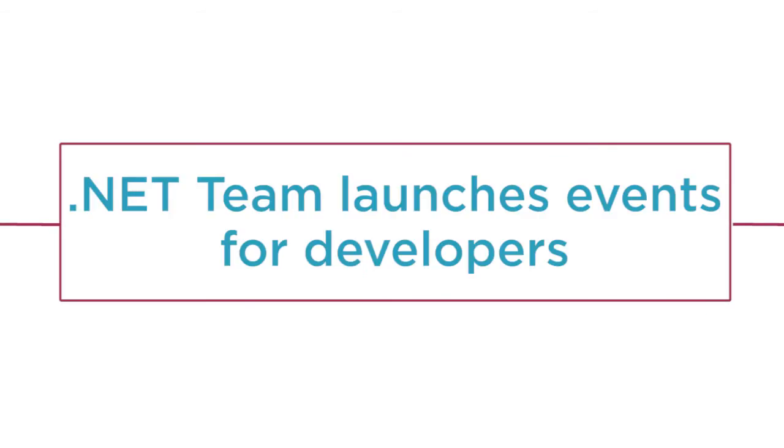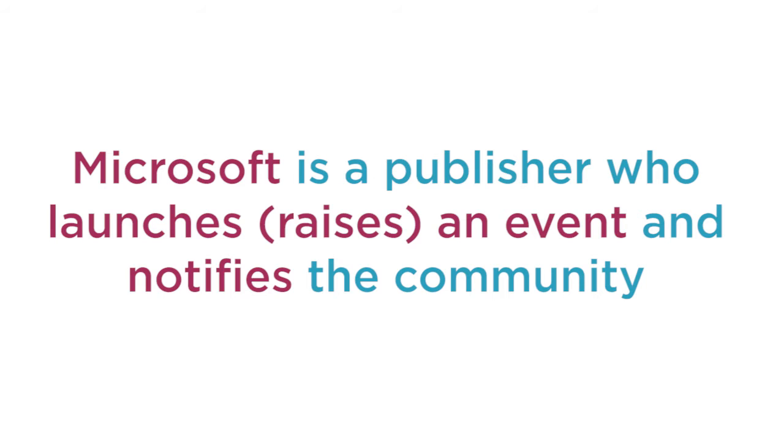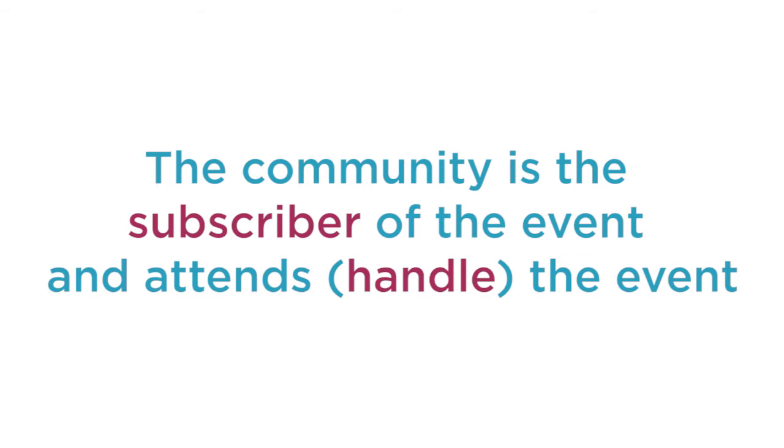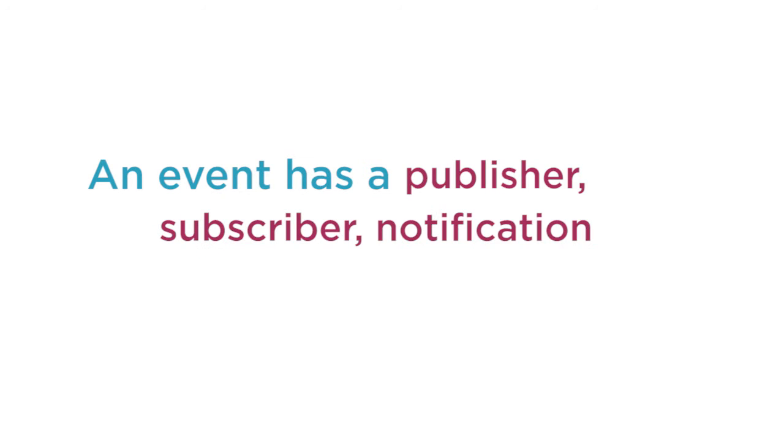For example, the .NET team at Microsoft launches events for developers to let them know about the latest .NET framework release. Microsoft is a publisher who launches or raises an event and notifies the community about it, and the community is the subscriber of the event and attends or handles the event. Events in C# follow a similar concept. An event has a publisher, a subscriber, notification, and a handler.